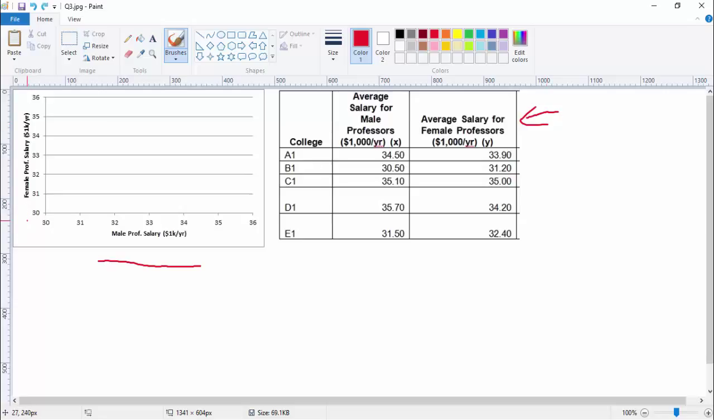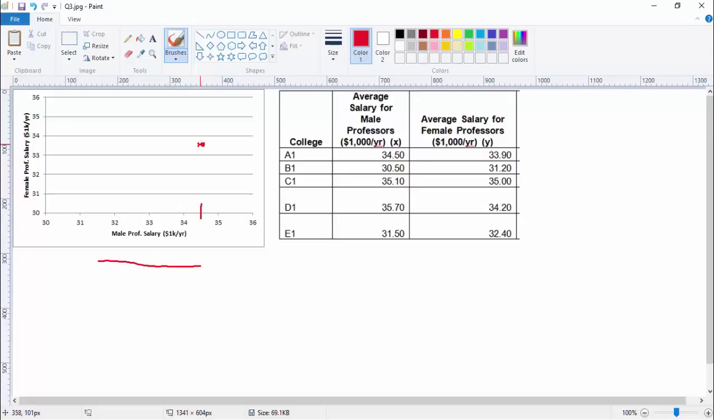Okay, so now we know what we're doing, and now we just have to plot it. Let's start with A1. The male professors are at 34.5. So that's about here. That's on the x. And then how far do we go up? We go up to 33.9 for the y. What's 33.9? That's almost 34. So let's put a little dot right there, right?